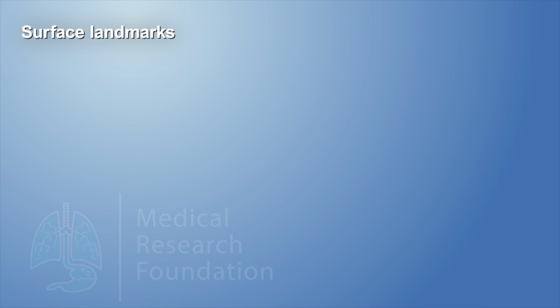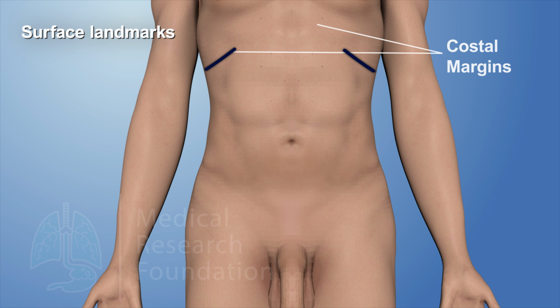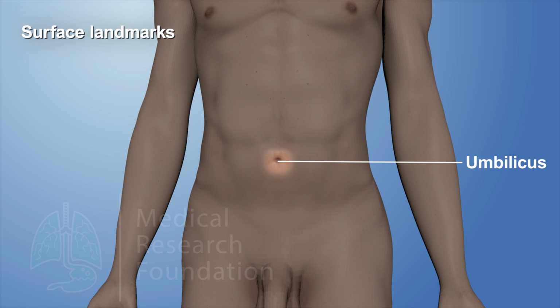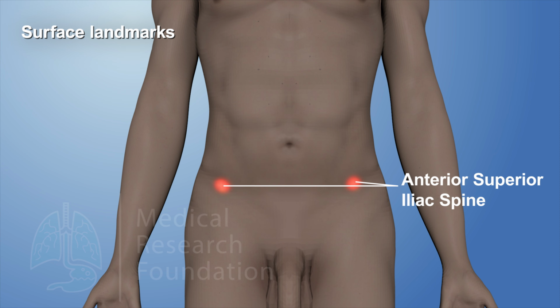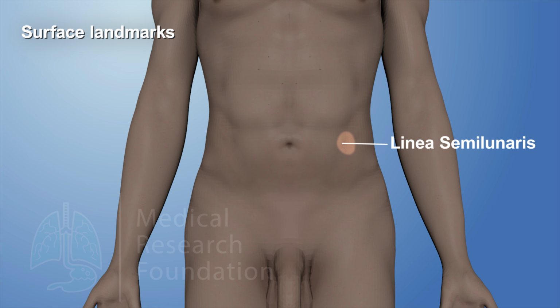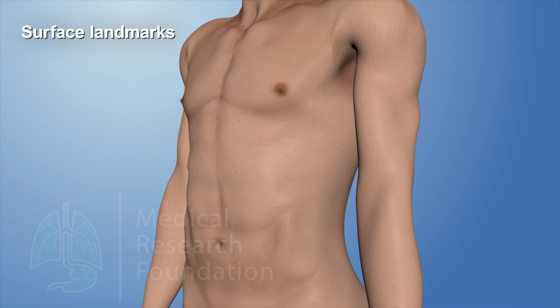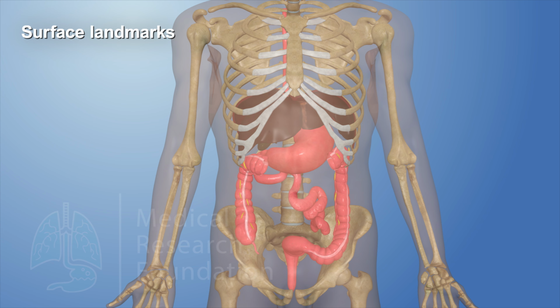Surface landmarks. The surface landmarks such as costal margins, umbilicus, anterior superior iliac spine, iliac tubercle, linea semilunaris are important guides in orienting the clinician to the location of the viscera in the abdominal cavity.